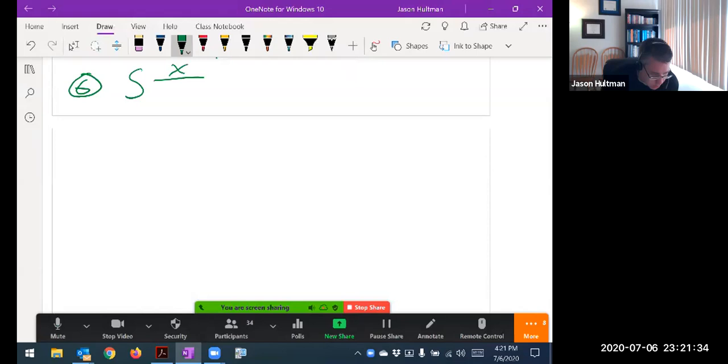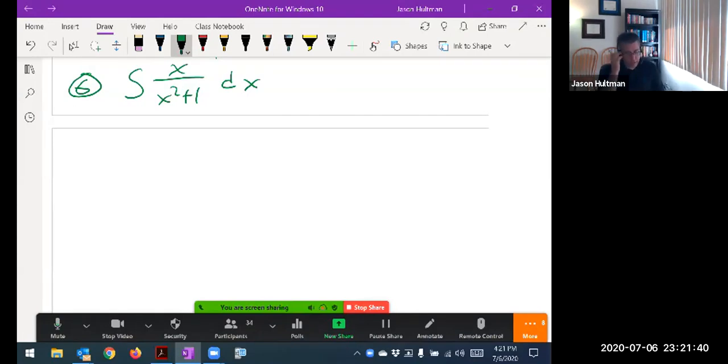Okay, x over x squared plus 1 dx. Let's take the integral of this guy. Okay, what are we going to do on this? Any ideas? First step?